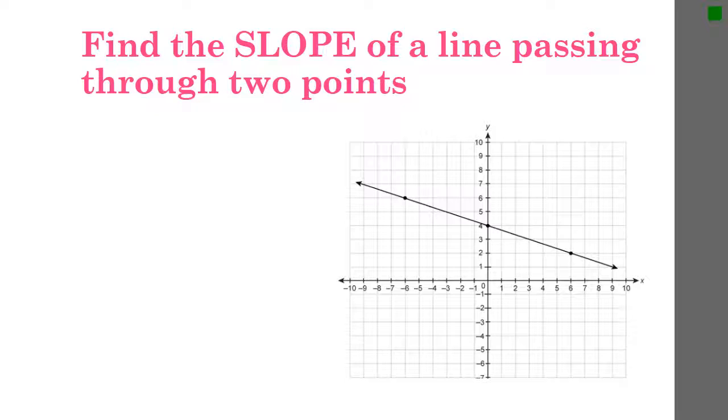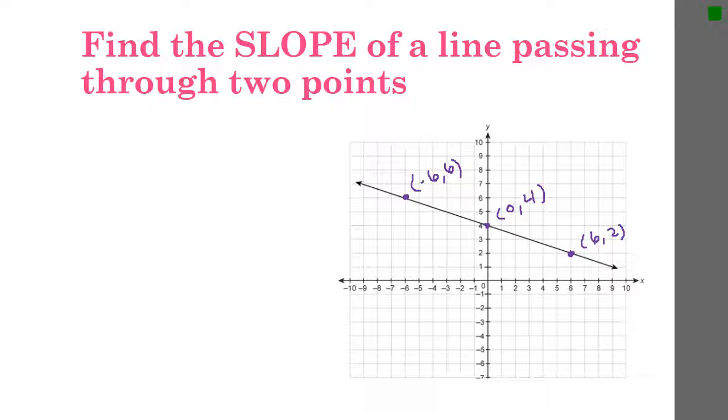So here's an example of when they're asking you to find the slope of a line passing through 2 points, but they don't give you the name of the points. Well, luckily, it's pretty easy for us to see that there's a point right here at 6 in the x direction and 2 in the y direction. That's its home address. There's a point right here, 0 in the x direction and 4 in the y direction. And there's a point right here, negative 6 in the x direction and 6 in the y direction.